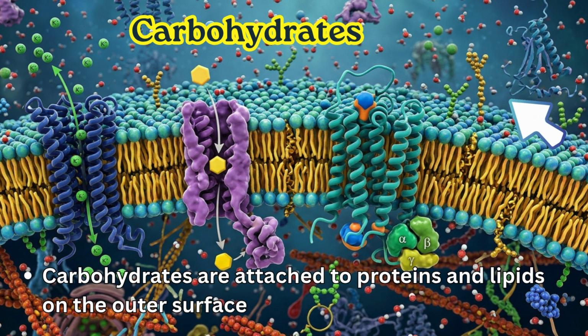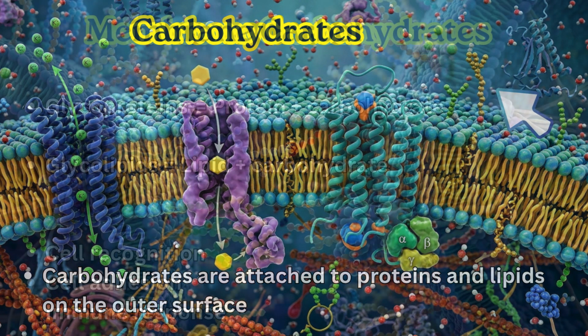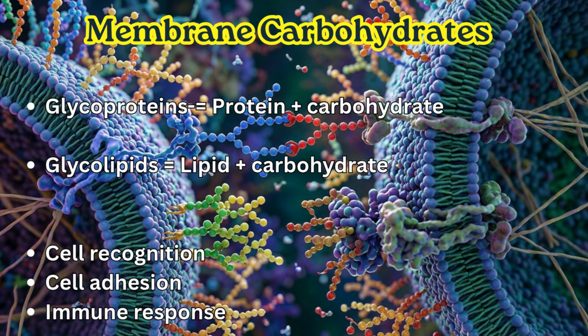Carbohydrates are also attached to the proteins and lipids on the outer surfaces. Carbohydrates are present in the form of glycoproteins and glycolipids. Glycoproteins when the carbohydrates are attached with the protein, or glycolipids when the carbohydrates are attached with the lipids. The main functions of these carbohydrates, glycoproteins, and glycolipids are, number one, cell recognition, number two, cell adhesion, and number three, to produce immune response.